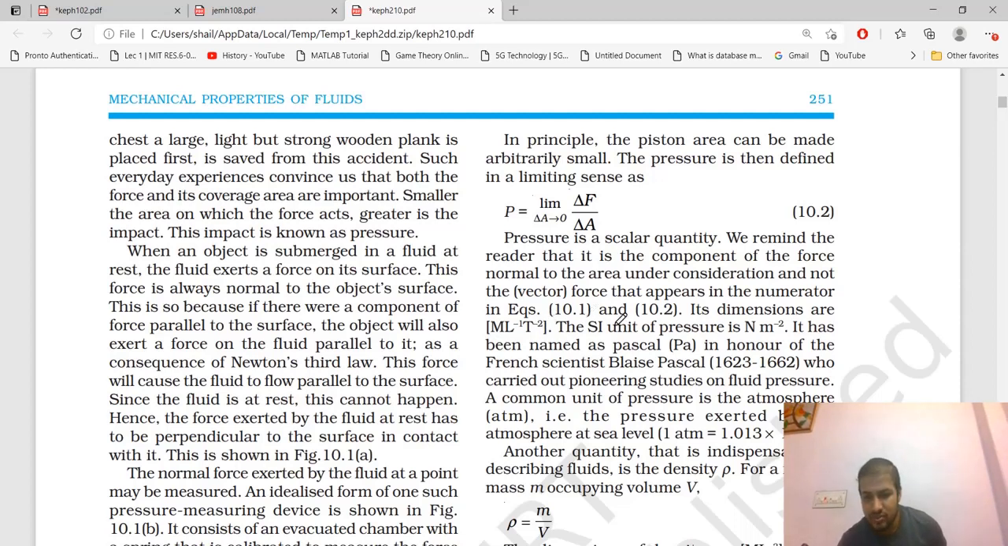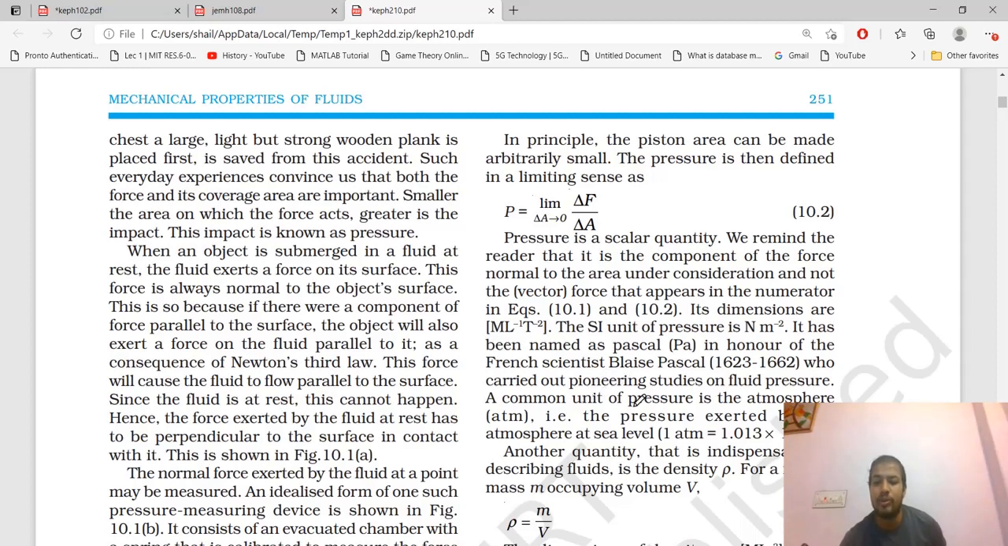We know that the SI unit of pressure is Newton per meter square. And the one thing good about dimensional analysis is that if two things have the same dimension, you can easily relate them by analogy. Its dimension is the same, its unit is the same, so it is also force by area. It has been named Pascal, Pa, in honor of the French scientist Blaise Pascal, 1623 to 1662, who carried out pioneering studies on fluid pressure.